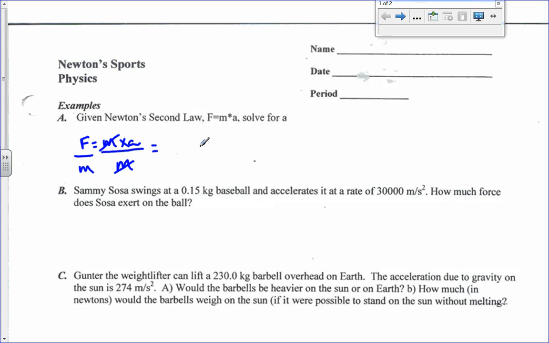So, acceleration is equal to force divided by mass. That's the answer? Yes, ma'am.